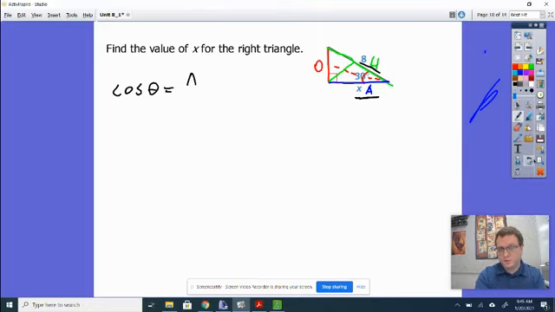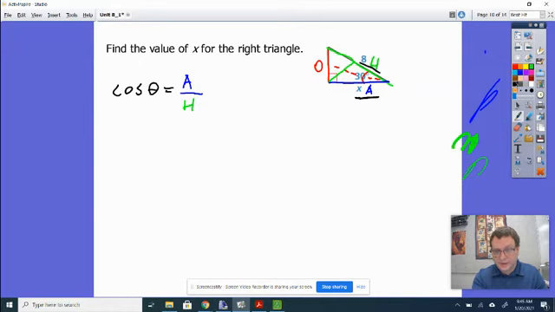I do those in colors for people, actually. Sorry. Adjacent over hypotenuse. Check one thing, see if I can fix this. Oops, that's a little big. Sorry, give me 1 second. That's better. Okay. So I got adjacent over hypotenuse. That's my setup. Now I just need to plug stuff in.